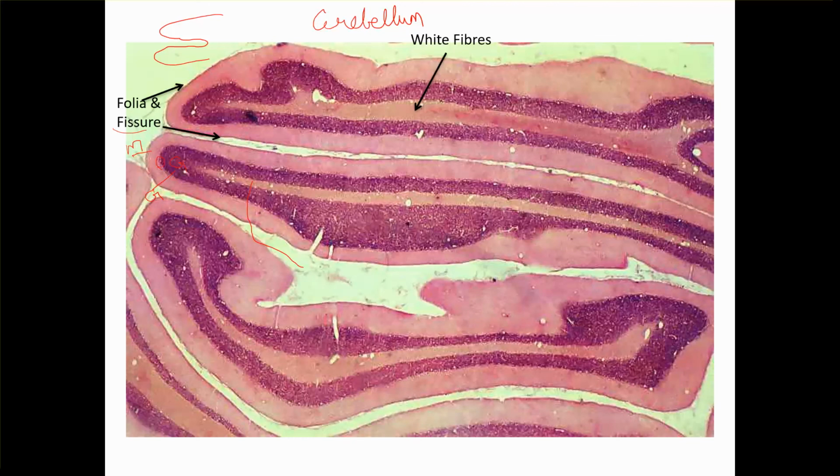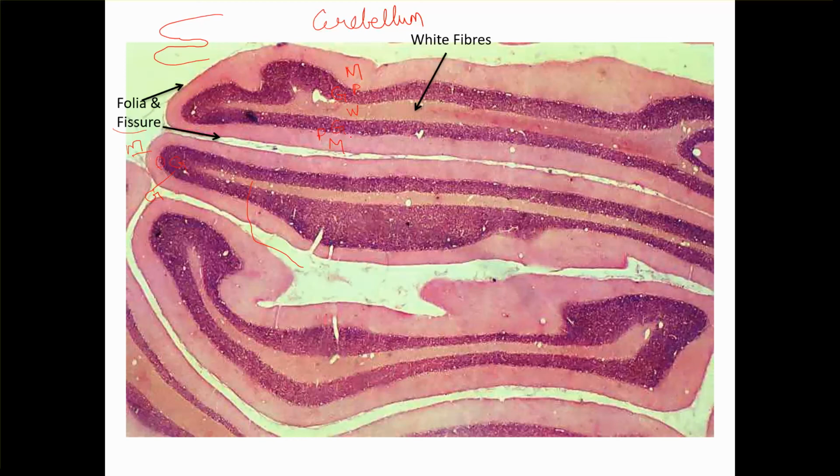Let me take one example. Here this is the molecular layer, this is the Purkinje cells, this is the granular layer inside, then this is white fibers. Here again on the other side, this is molecular, this is Purkinje, this is granular, and white fibers in between.